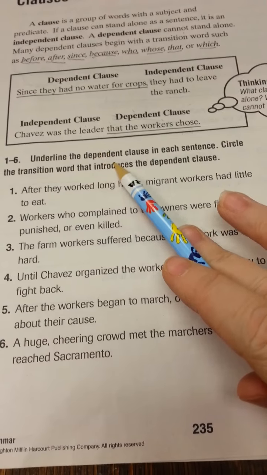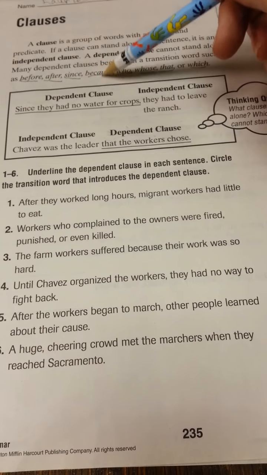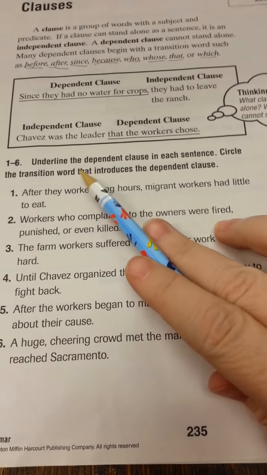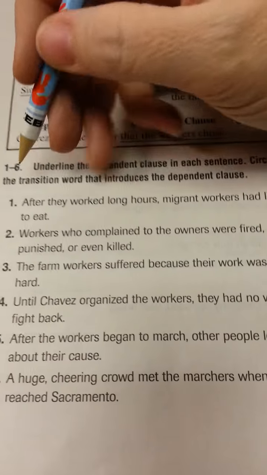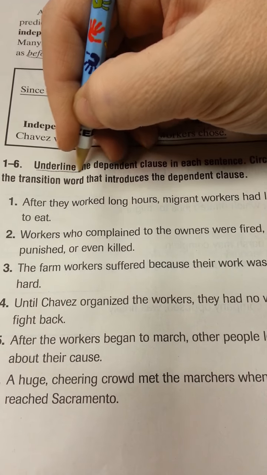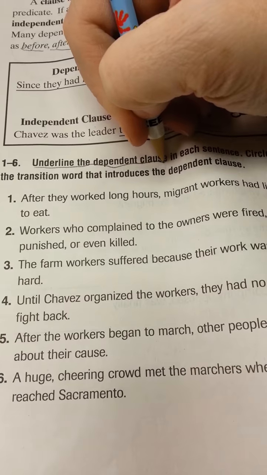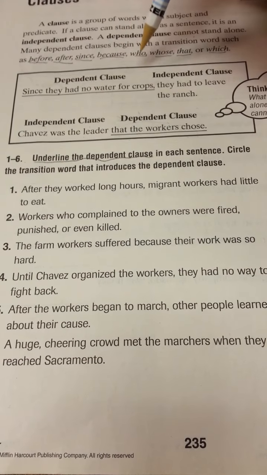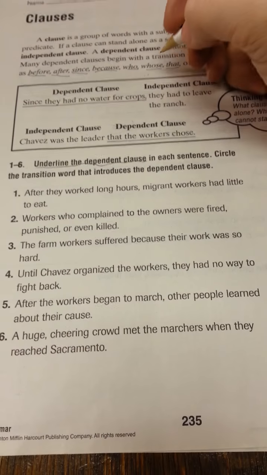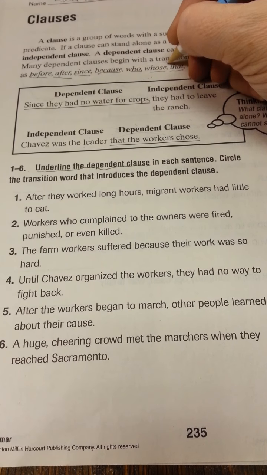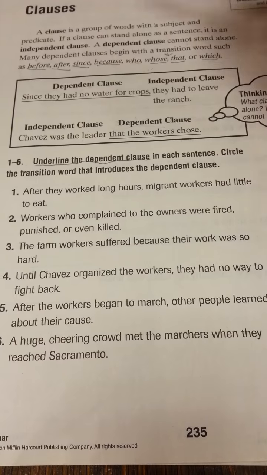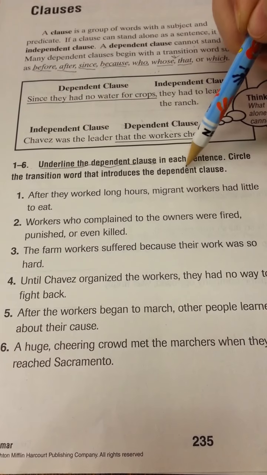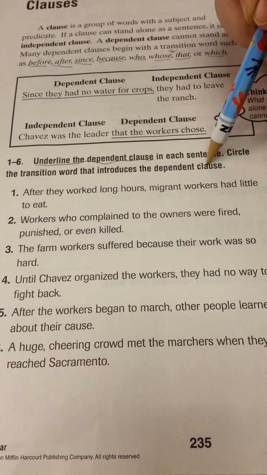So, down here you're going to underline the dependent clause. And remember, our clue words are right here. You're going to underline the dependent clause in each sentence. Circle the transition word. That would be these. Okay? These are our transition words that introduce the dependent clause.